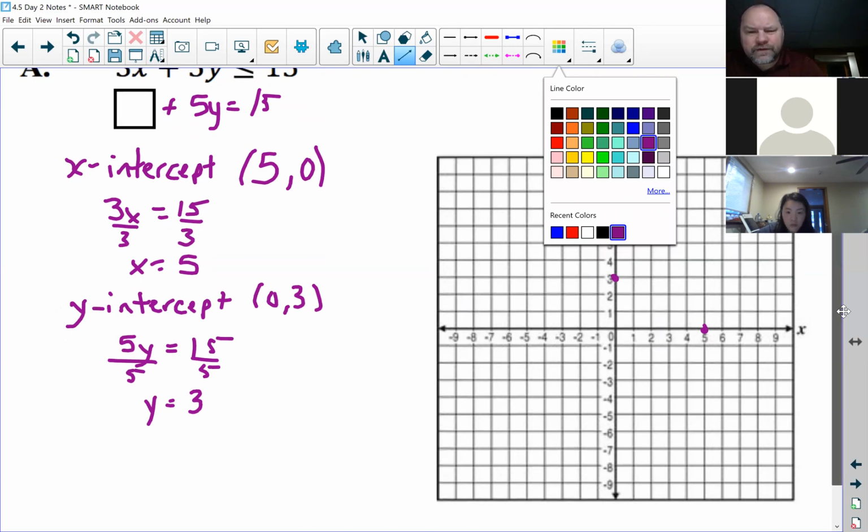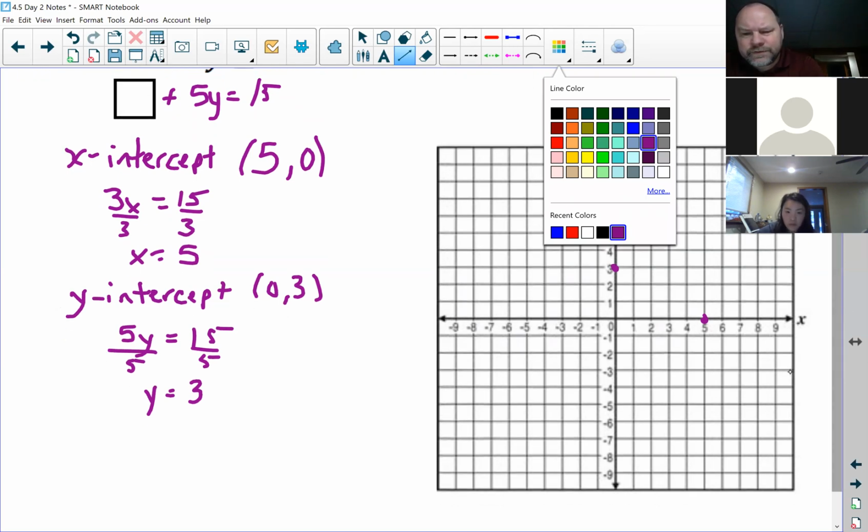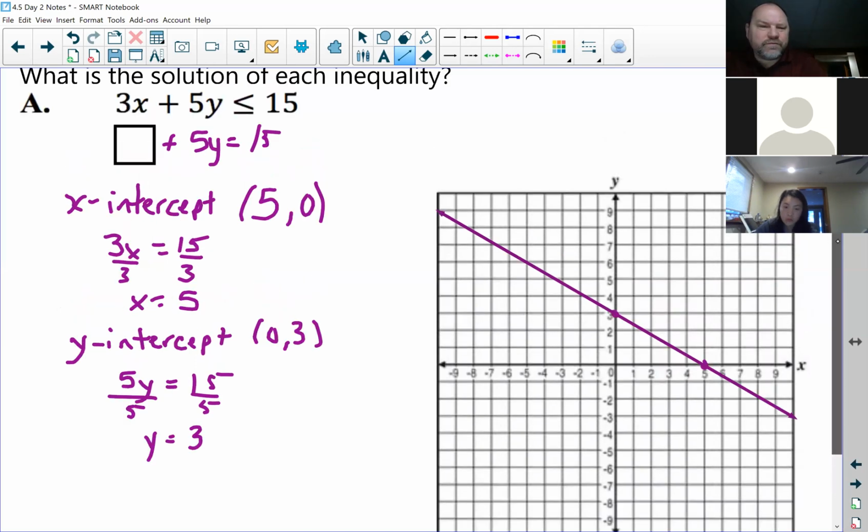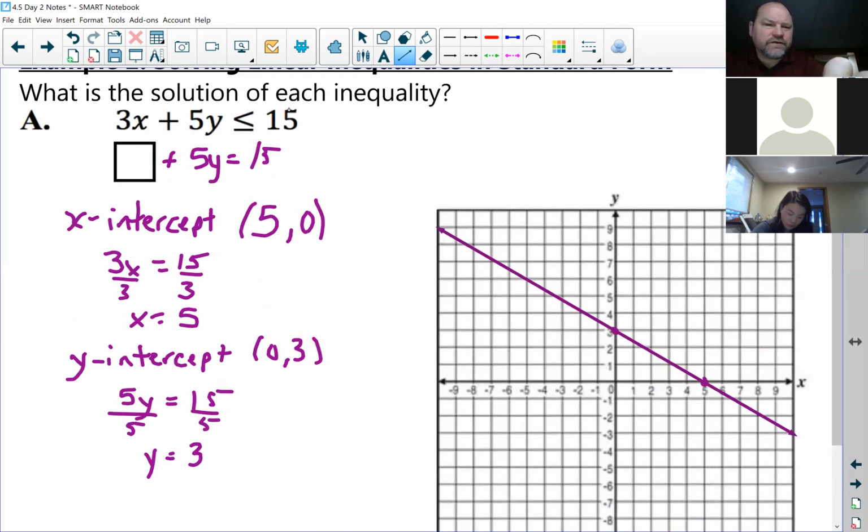If I graph that line, I know that that line should be solid because of the equal to part. If it was just less than, it would be a dashed line.